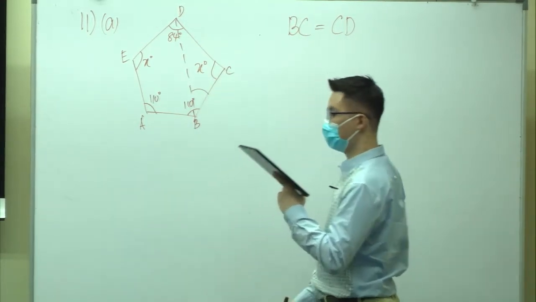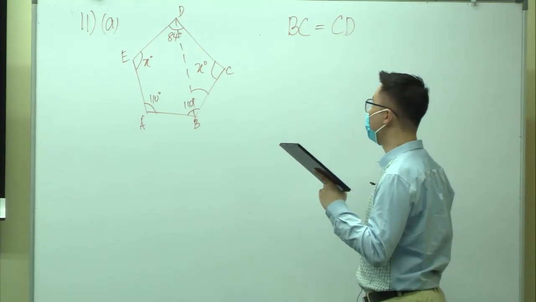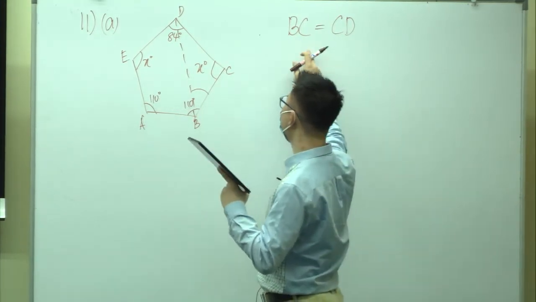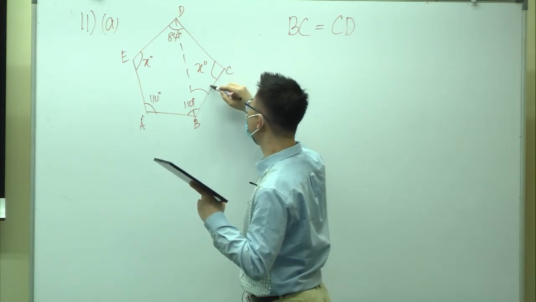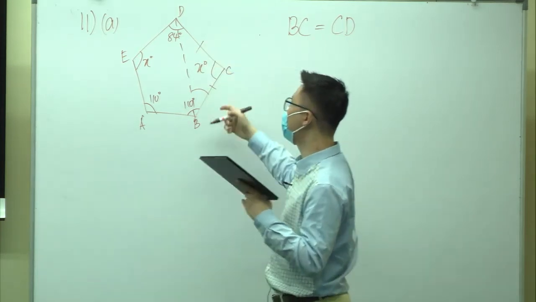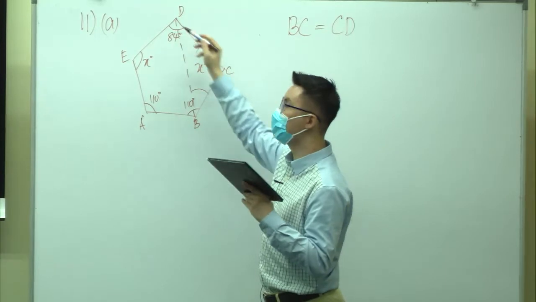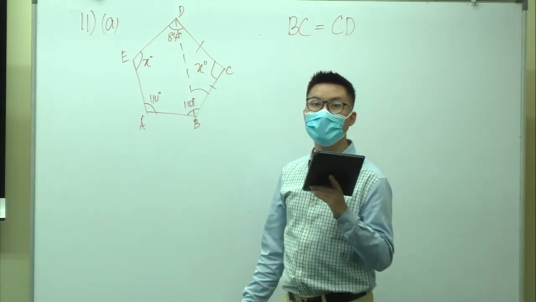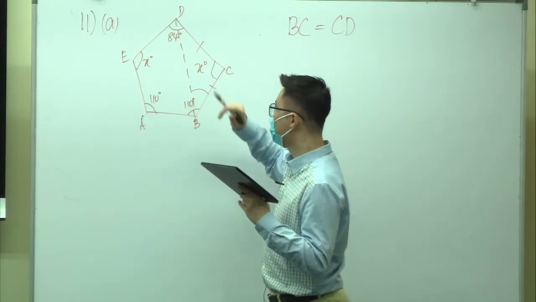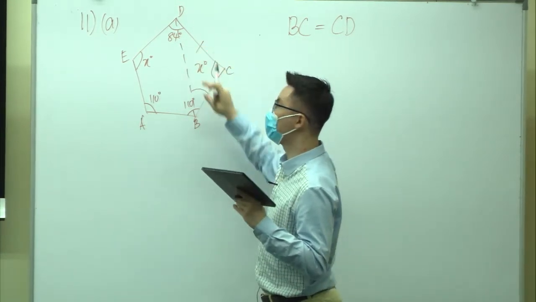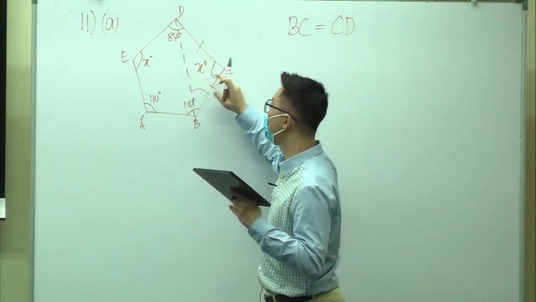So how are you going to find this? We're going to use this information: BC equals CD. It means this triangle is an isosceles triangle. Isosceles triangle means their base angles are the same, right?